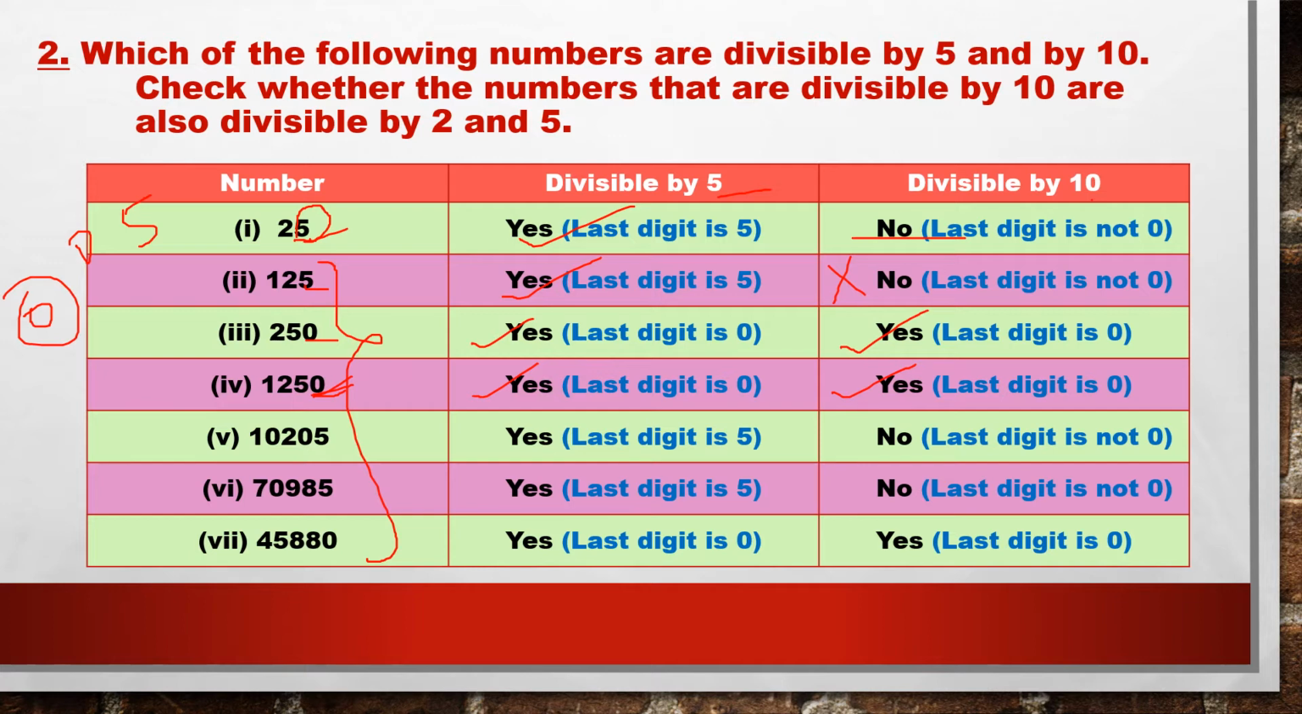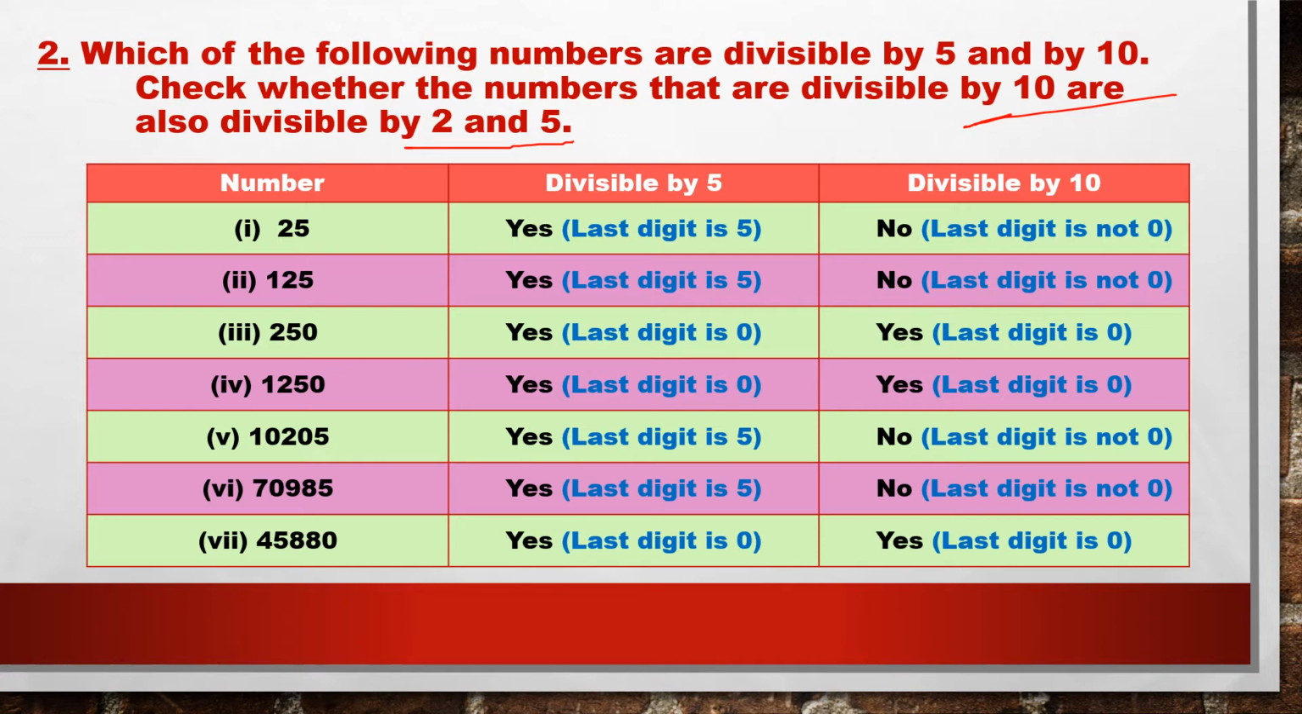As it is 5 for this question, it is divisible by 5 but not by 10. Here it is 5 again, so divisible by 5 but not by 10. Here it is 0, so it is divisible by 5, and here also 0, so it is also divisible by 10. Now what was asked: whatever numbers are divisible by 10, you should check whether they are divisible by 2 and 5. So take these three numbers and check whether they are divisible by 2 and 5.